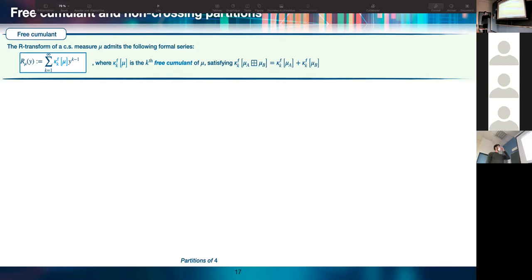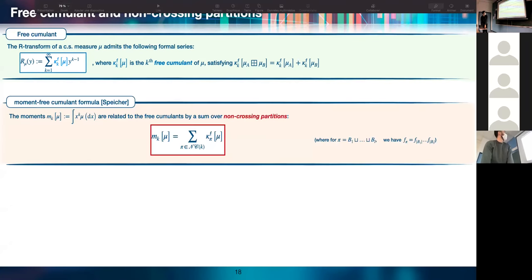Now you can define the free cumulants. You do the expansion in formal power series of the R transform, which admits a formal power series near the origin, and the free cumulants are the coefficients in front of it. They satisfy this linearity property, just like the R transform. But what is even more interesting is that you have a moment-cumulant formula, which expresses the moments in terms of the free cumulants as a sum over non-crossing partitions. So the fourth moment of your distribution can be expressed in terms of the first four cumulants. The way to do it is to sum over non-crossing partitions.